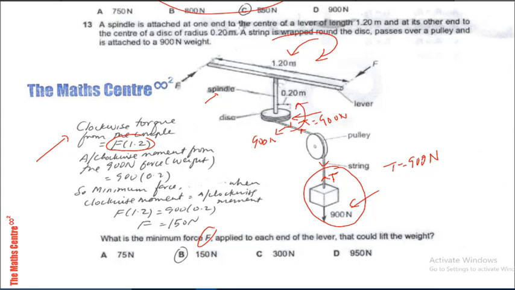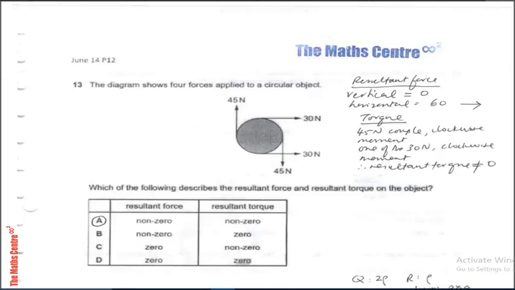So the anti-clockwise moment from the 900 Newton force will be 900 times how much? This distance here is 0.2, so the anti-clockwise moment will be 900 times 0.2. Minimum force is when the clockwise moment equals the anti-clockwise moment. F times 1.2 equals 900 times 0.2. Clean it up and you will get F equals 150 Newton. Correct response, B.